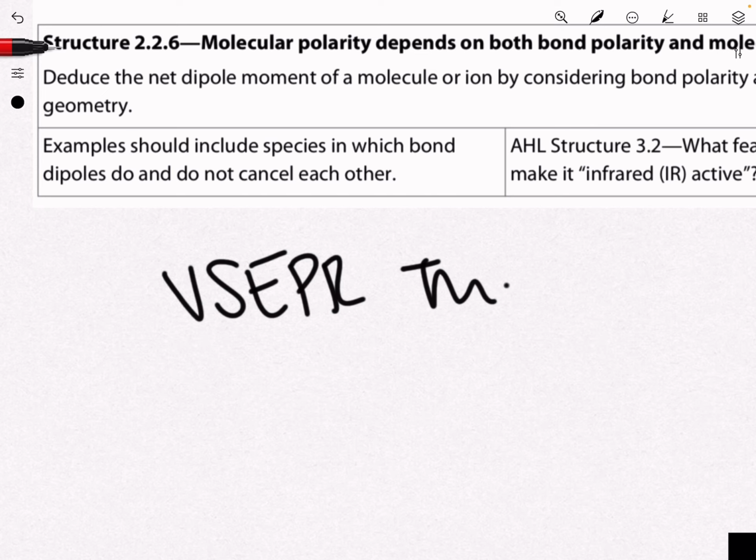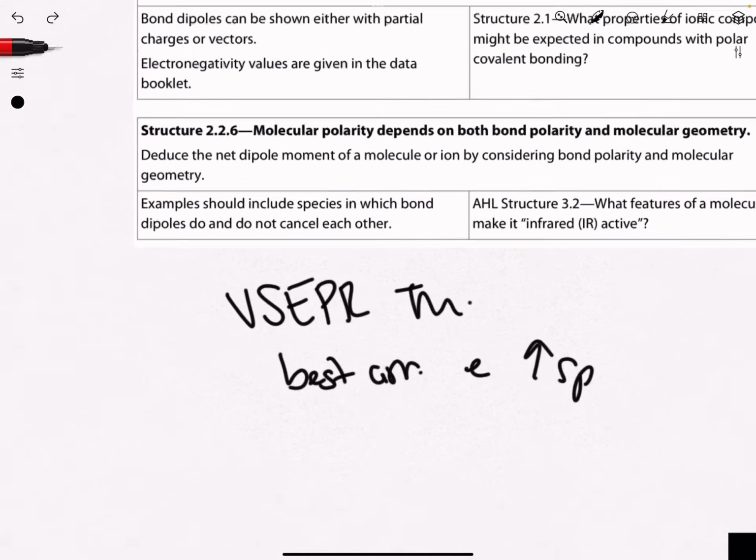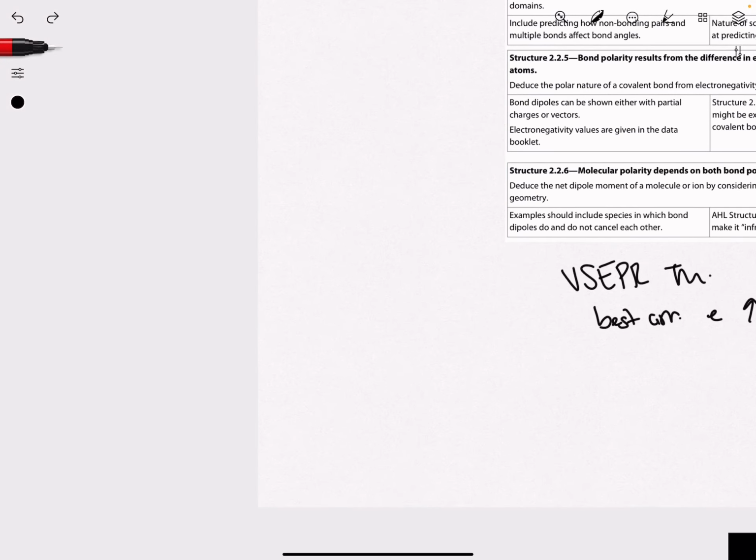And what this suggests is that electrons will want to repel each other as much as possible because they're all negatively charged. And this essentially is the best arrangement, so that electrons have the most space between them. And there are 5 main geometries that we will need to know. So let's start with trigonal planar.